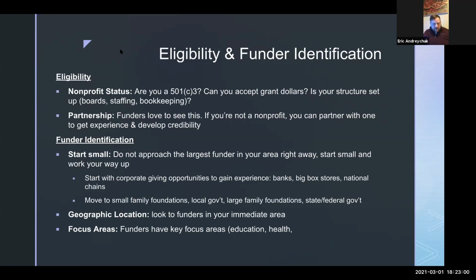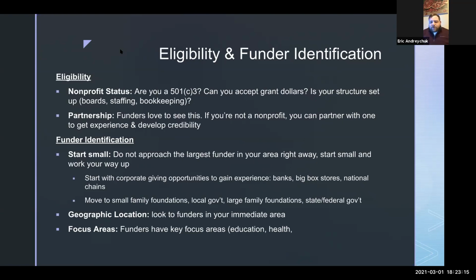Again, always start small. So think about the city of Flint first, work your way to Genesee County, and then you work yourself up regionally into the state level. So kind of similar, you start small and then work your way out.